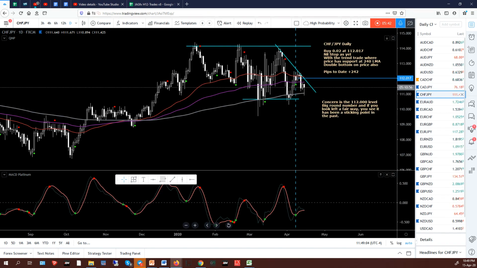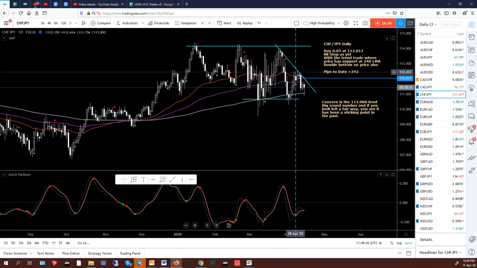Swiss franc, Japanese yen, took a buy in up here somewhere based on this double bottom sort of look. You can read my notes there. Price bounced on the 240. Gone up a little. It didn't go up anyway, and it dropped right down. It's come back to the 240, still staying up, maintained above this here.